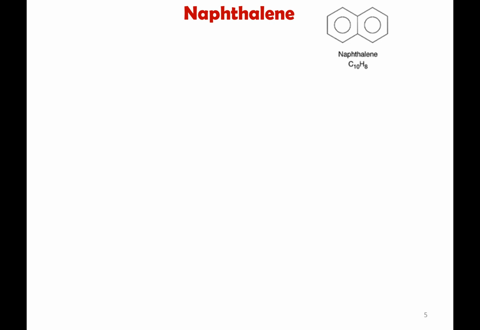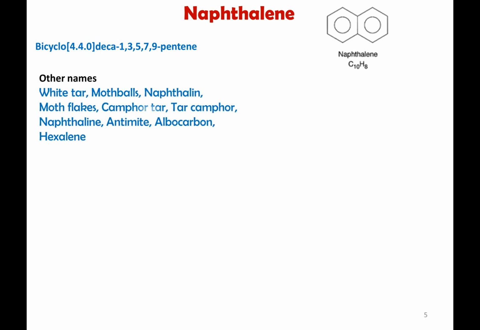The molecular formula is C10H8. Its chemical IUPAC name is bicyclo[4.4.0]deca-1,3,5,7,9-pentene. So it has 5 double bonds. It is also known as white tar, mothballs, naphthalene, moth flakes, camphor tar, tar camphor, naphthalene, antimite, albocarbon, hexylene in different countries.